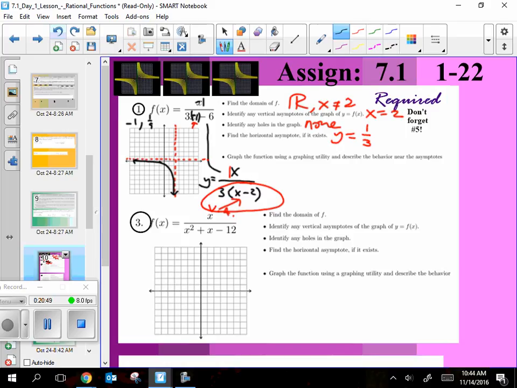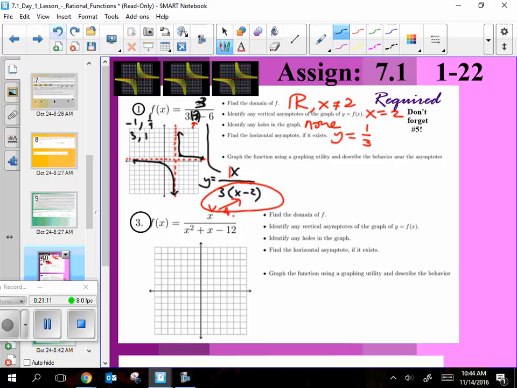Then I'm going to take something over here, like where x equals, let's say 3. I stick in a 3 and a 3. It's 3 over 9 minus 6, which would be 3 over 3, which equals 1. 3 comma 1 over 3, up 1. It's right there. That tells me it goes like this.